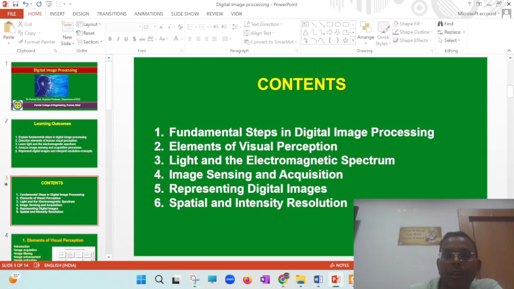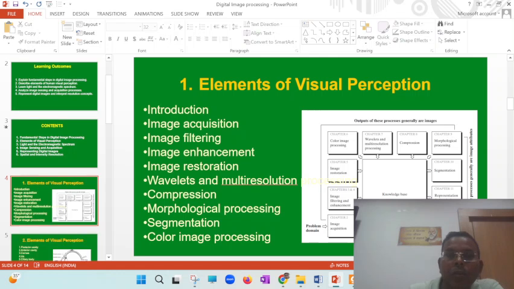Coming to the contents, these are the contents which go according to the learning outcomes. Coming to the first topic, in digital image processing, an image is called the problem domain. The first step is to acquire the image. This is called image acquisition, which you will study in chapter 2 of this book, Gonzalez. Once the image is acquired, it has to be filtered. So, image filtering and enhancement.